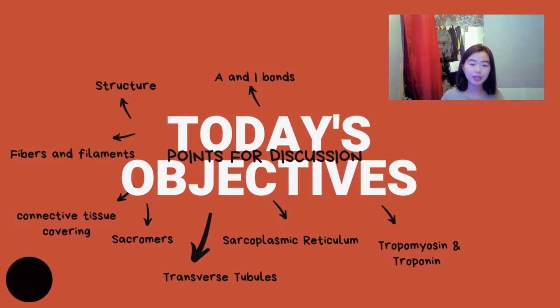So for our reporting, we will be talking about skeletal muscle. We are group 1, by the way, ma'am. We will be talking about skeletal muscle, specifically the structure of the skeletal muscle. For our points for discussion, our objectives, we will be talking about the structure, the fibers and filaments, the sarcomeres, the sarcoplasmic reticulum, A and I bands, connective tissue coverings, transverse tubules, tropomyosin, and troponin.